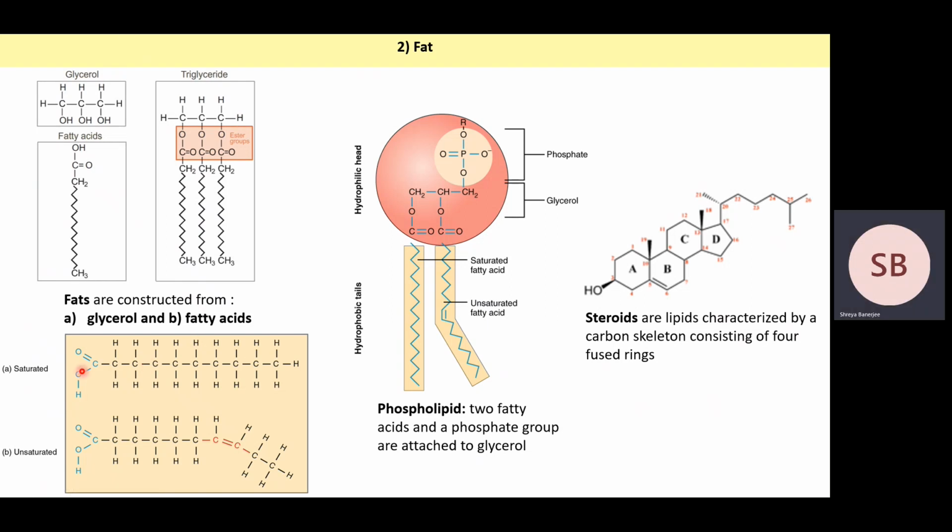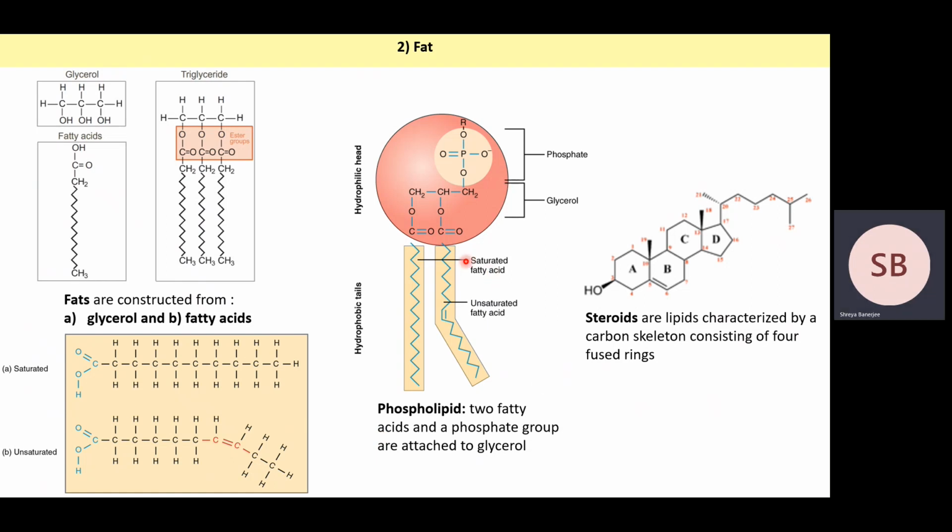Now you can have a saturated fatty acid in which the aliphatic chain has only single bonds, or you can have an unsaturated fatty acid where the aliphatic chain has a double bond. The double bond introduces a kink or bend in the molecule.